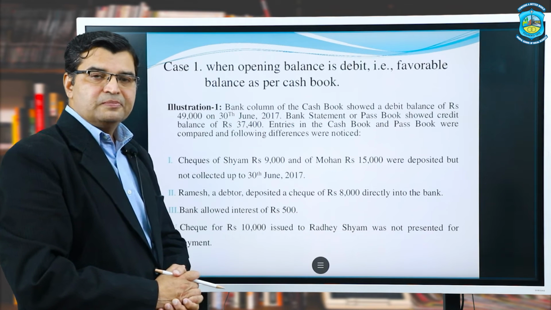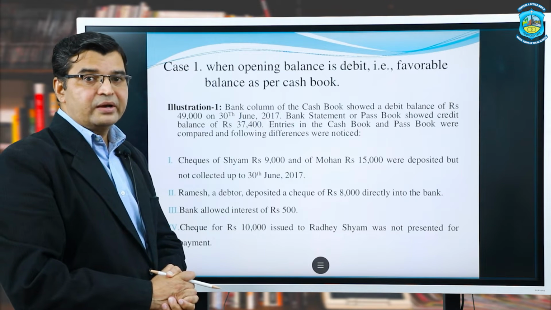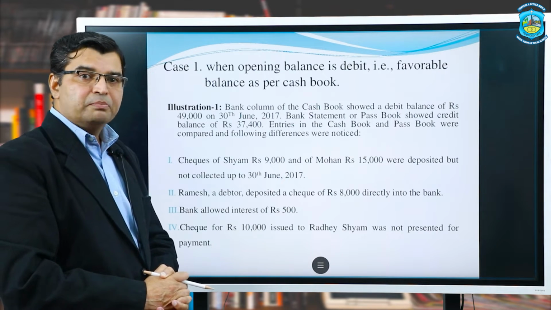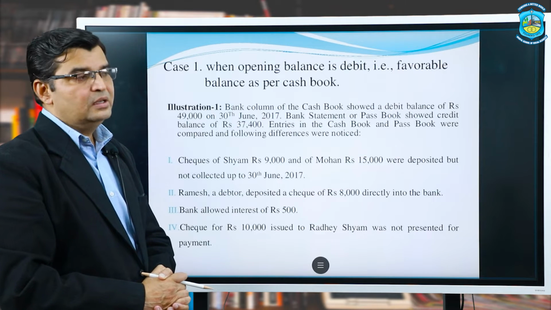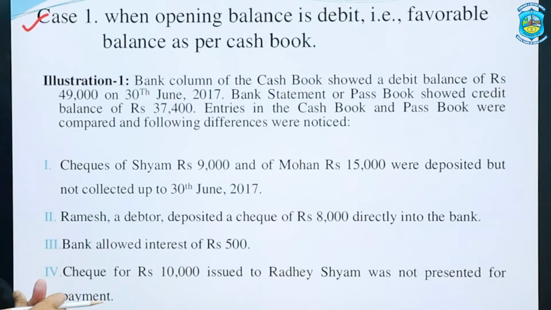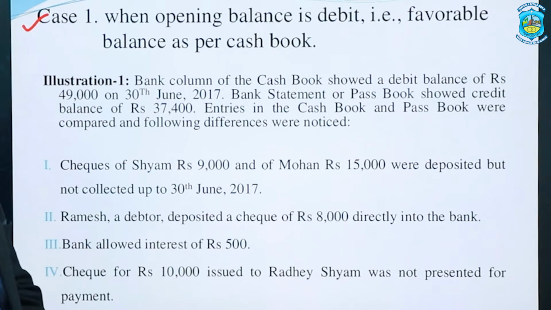Now students, we will try to understand how to prepare a bank reconciliation statement through some practical examples. Here the first case is when the opening balance is debit, that is, a favorable balance as per cash book. It means here we have been given a positive balance of our cash book, that is called a debit balance of cash book. Let's understand this question.